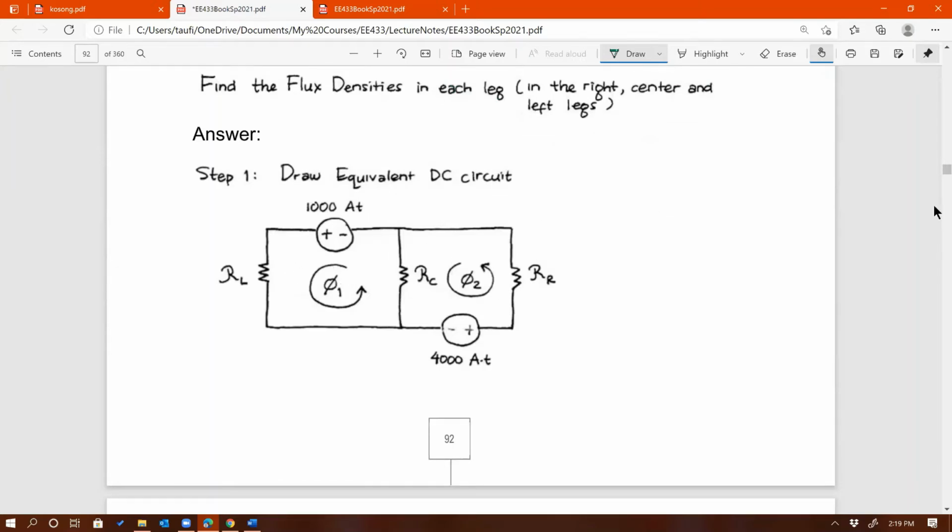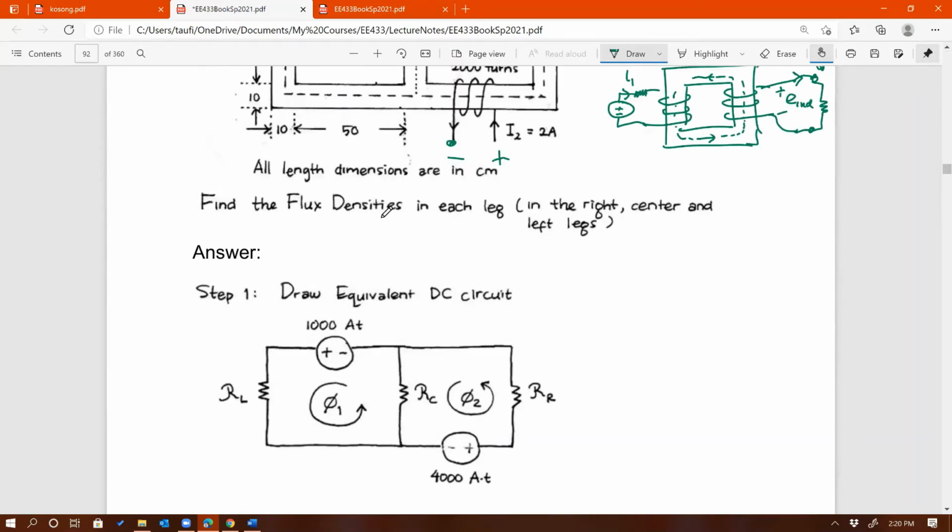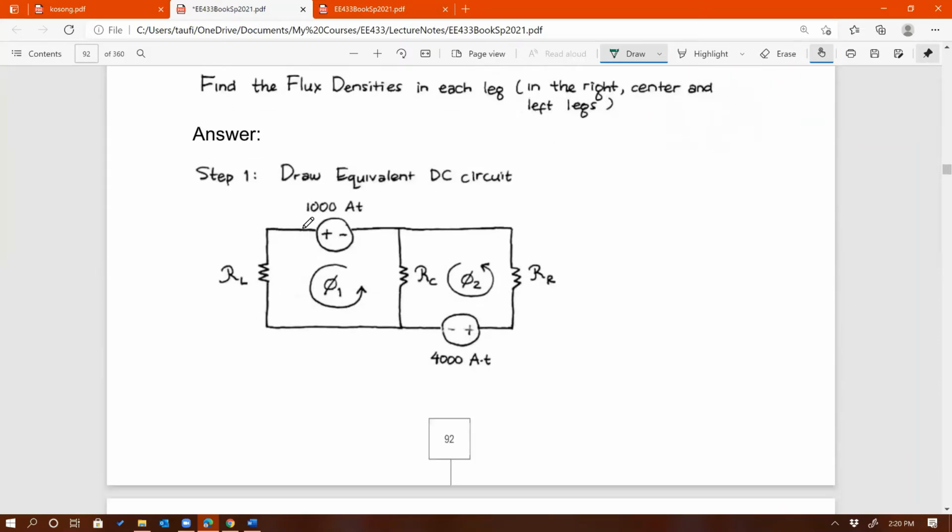So then how do you solve for, what is it asking, first of all? Find the flux densities again, right? Yeah, find the flux densities. Find flux densities in each leg, in the right, center, and the left legs. Okay. So yeah, you need to think of it as an electric circuit, right? And so you can approach it in several ways. And in this case, I use the loop equations, looks like, right? KVL, right? So you have 2 loops here.